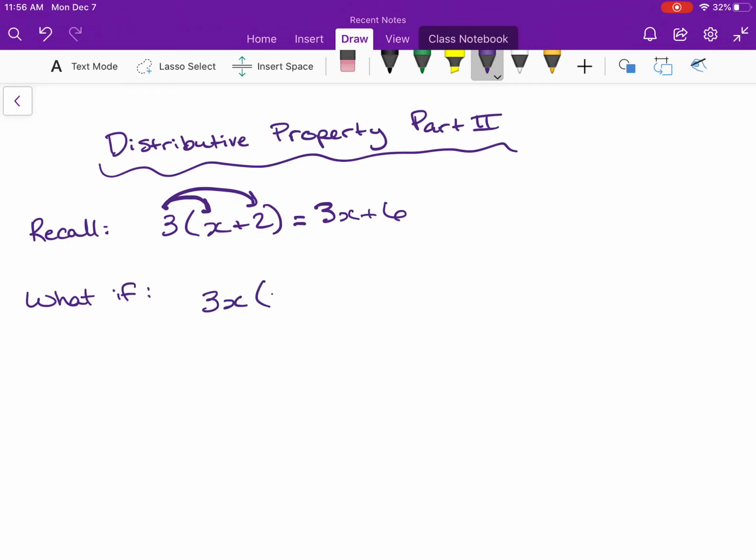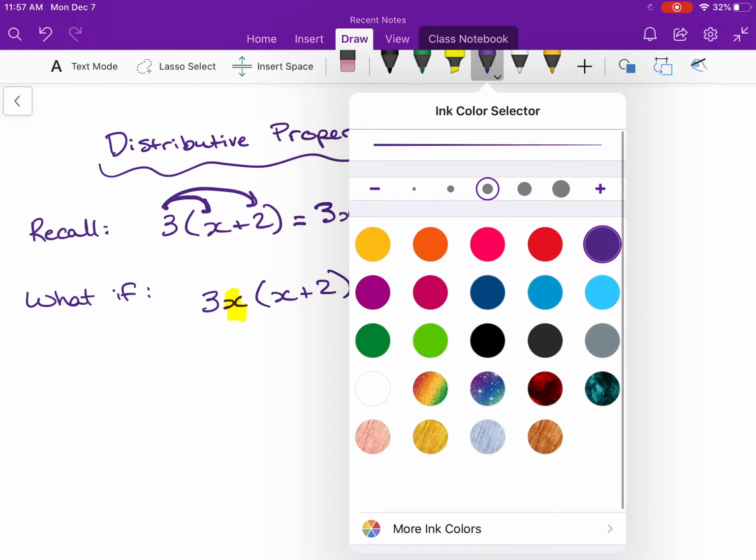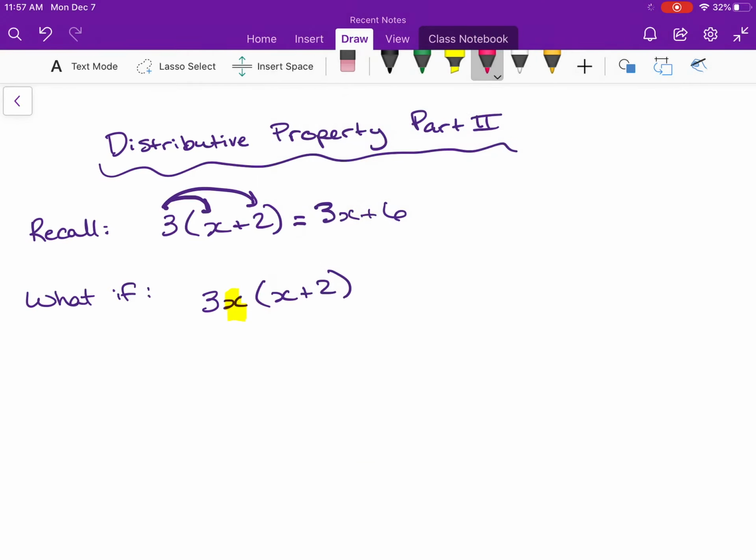But what happens, what if you have something like 3x times x plus 2? So not much has changed here, except that we have this extra x. And so how do we deal with that? So let's just take a look and see. So if we were doing something like this, we'd do the same type of thing. We're going to multiply 3x times x. Now that's the problem. 3x times x.